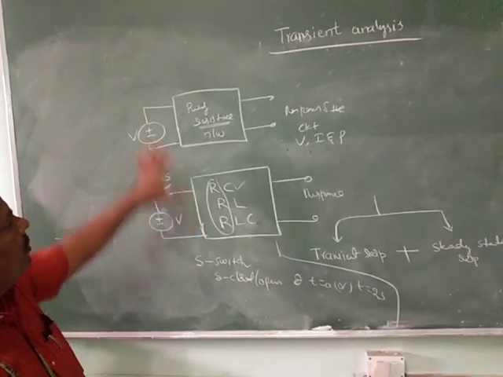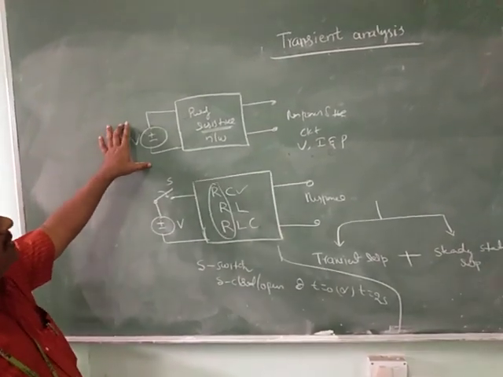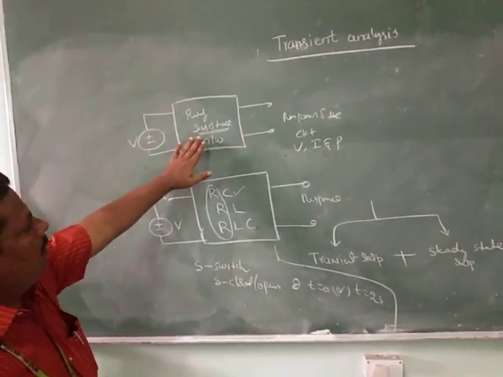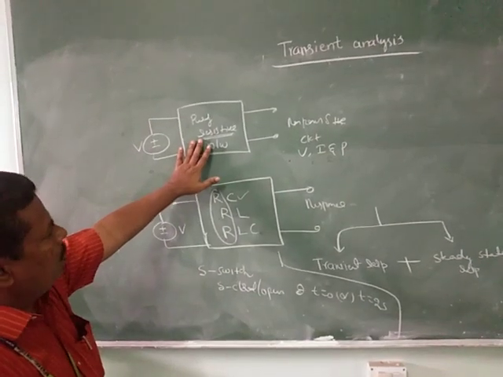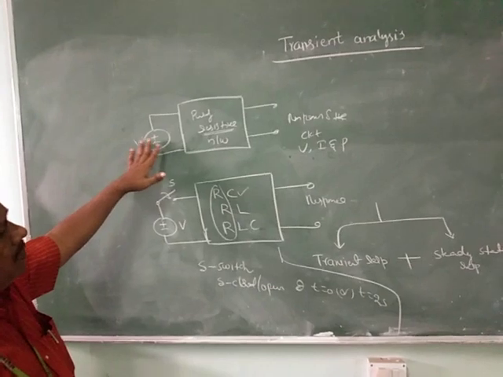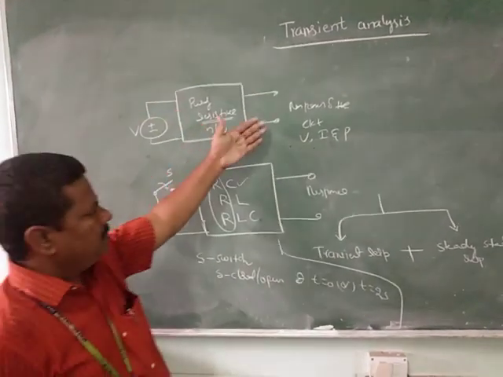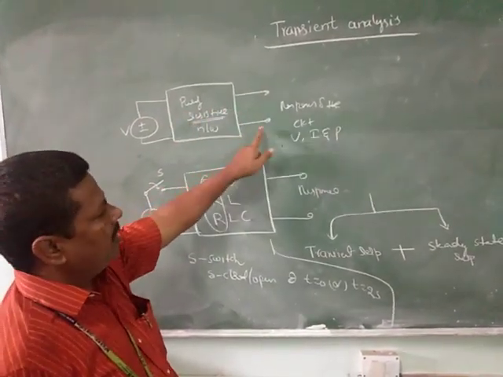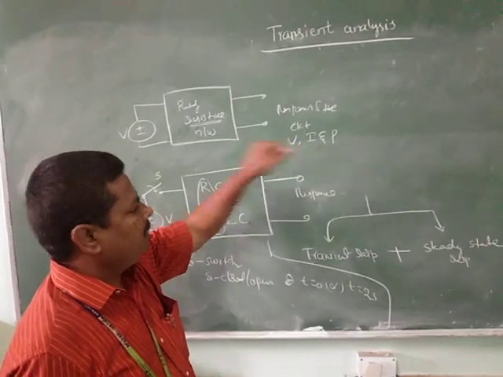Once again, so far we analyzed circuits consisting of purely resistive networks, only resistors and dependent or independent sources. Now we observe the response using KVL and KCL, finding voltage, current and power.